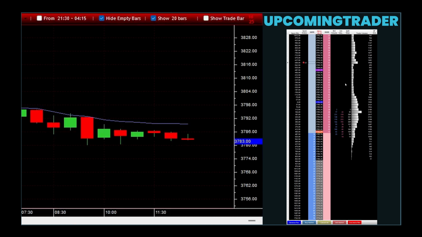Initially, the market is in a downtrend, indicated by a series of black or red candles, showing that sellers are dominating the market.